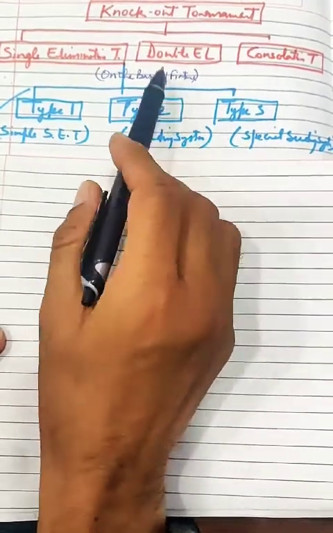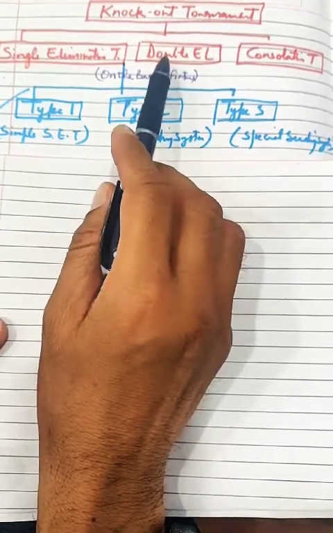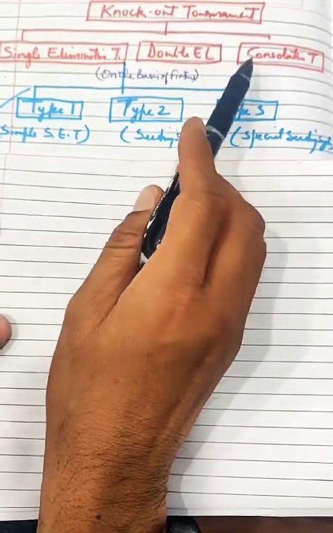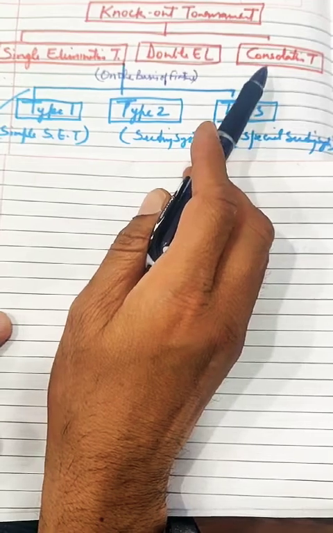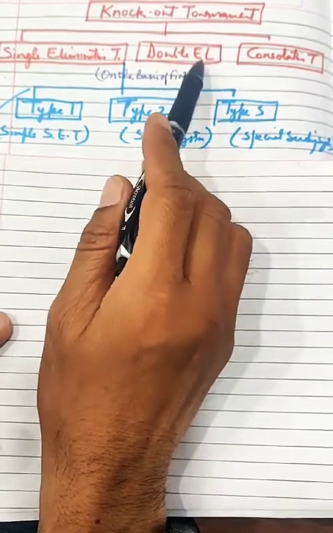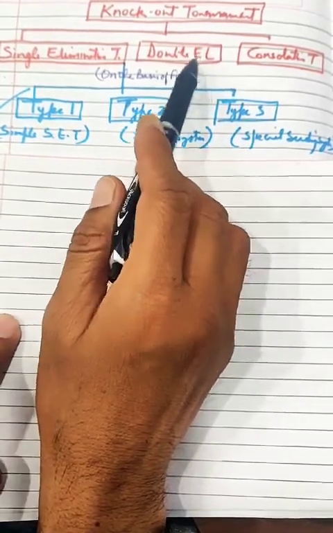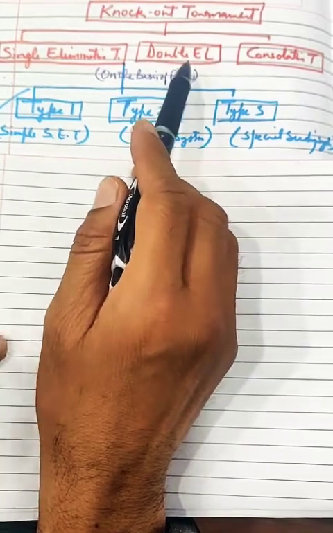So in this tutorial we'll cover double elimination tournament and consolation prize winners. Let's start with double elimination tournament, how to prepare a draw on the basis of double elimination tournaments.